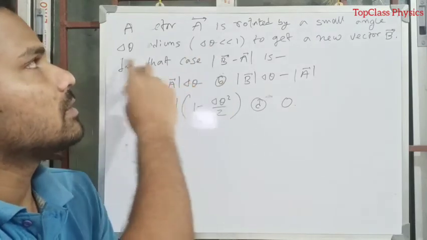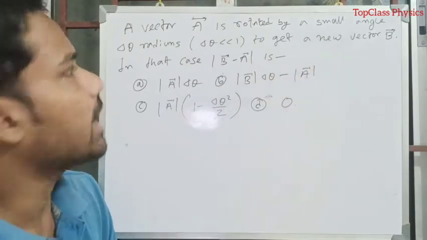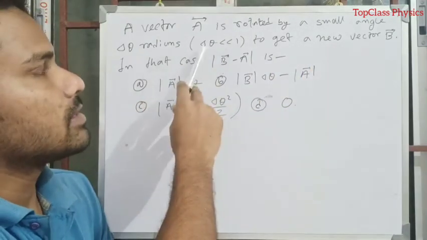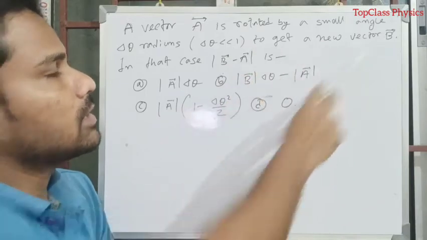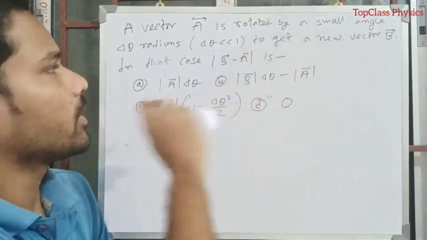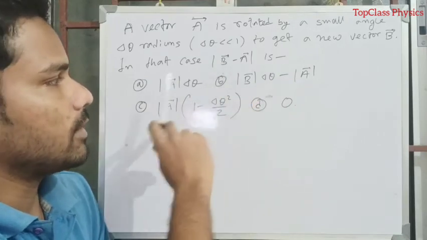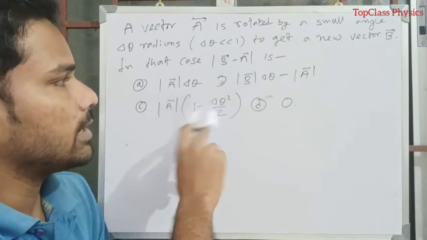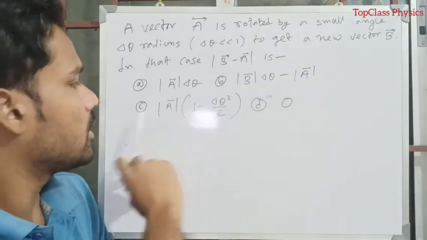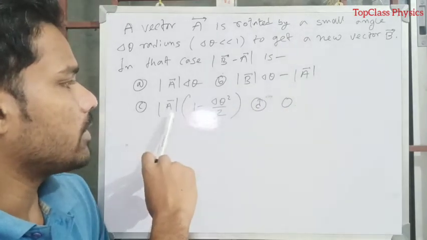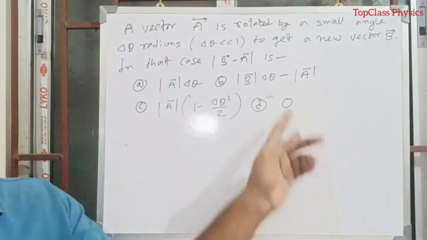Vector A is rotated by a small angle del theta radians. This del theta is very small compared to 1, to get a new vector B. In that case, mod of A minus B is: option A, mod A del theta; option B, mod B del theta minus A vector, mod A vector; option C, mod A vector into 1 minus del theta square by 2; and option D is 0.